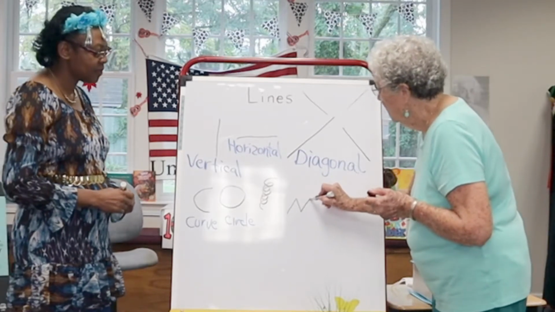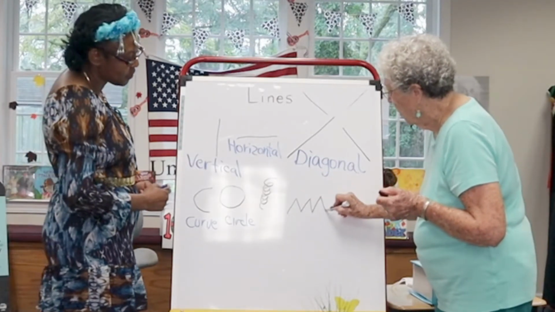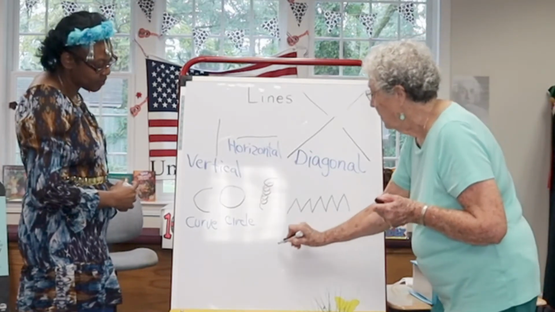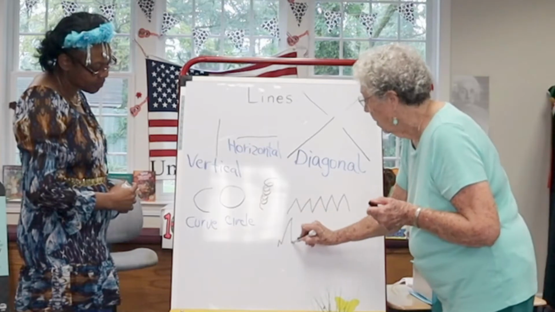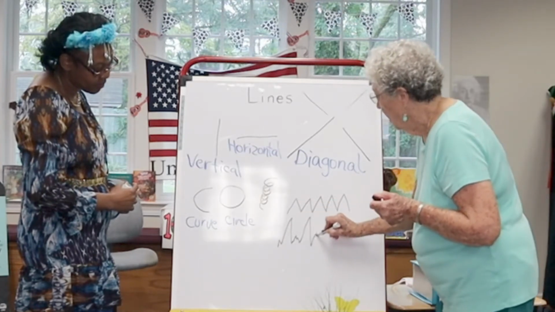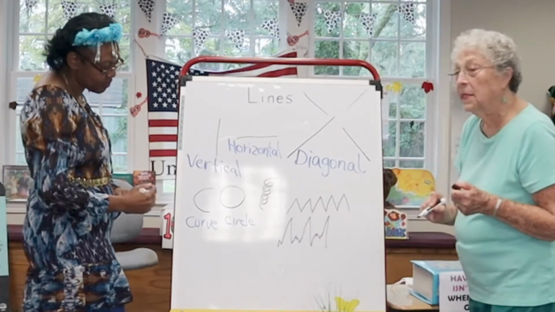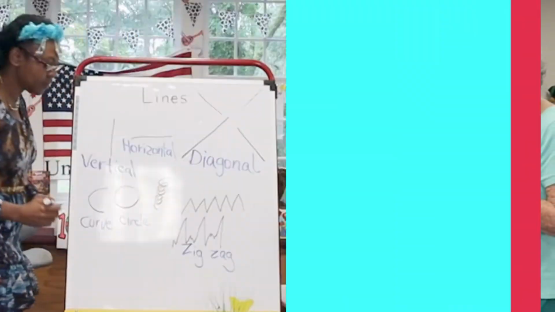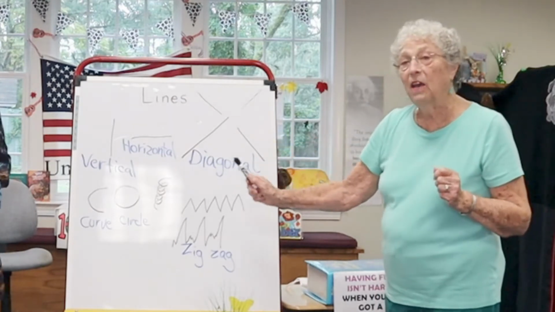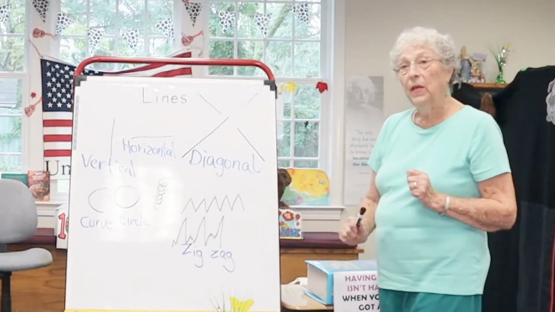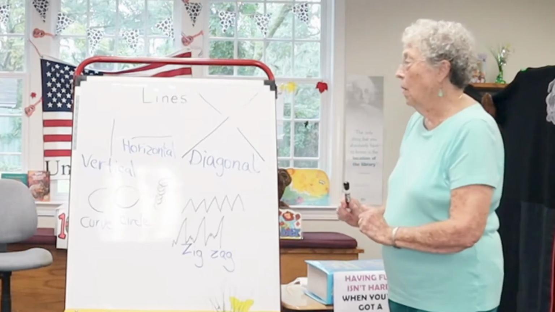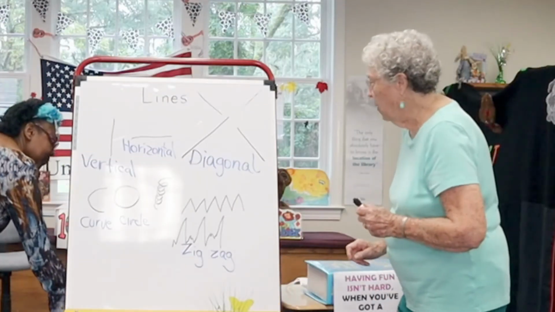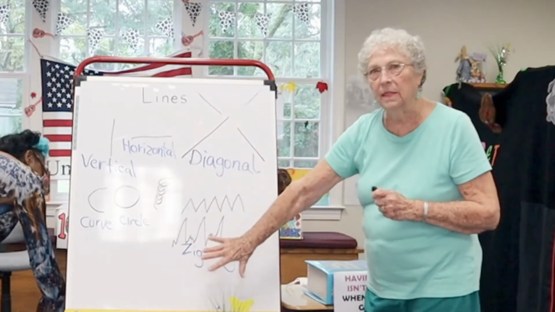Some zigzag lines are exactly the same size all the way. But then you can have zigzag lines that are like this. So you can make zigzag lines any way you want, as long as they go up and down. So these are the 5 basic lines that we use in art. Let's make some animals out of lines.